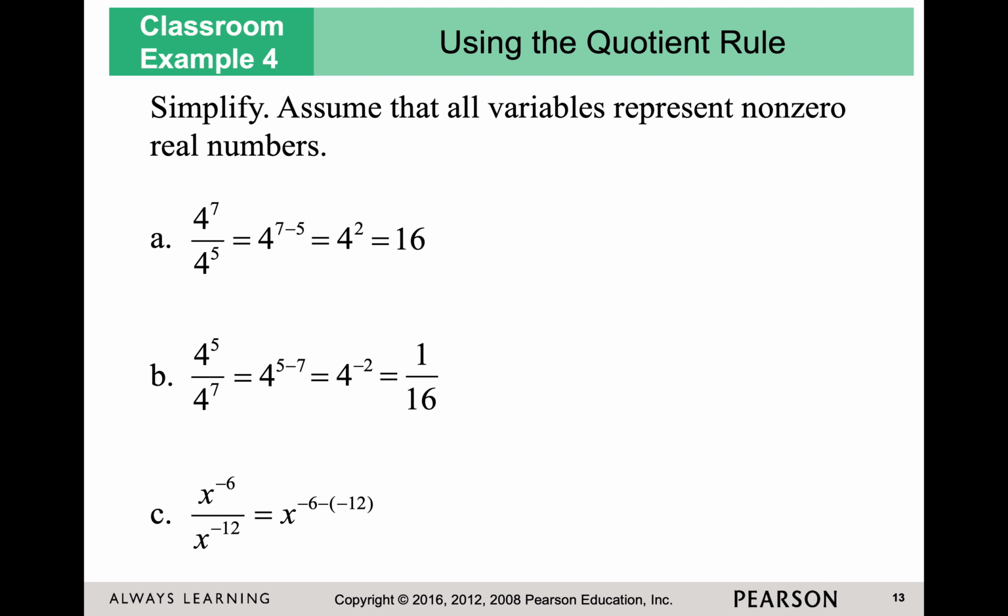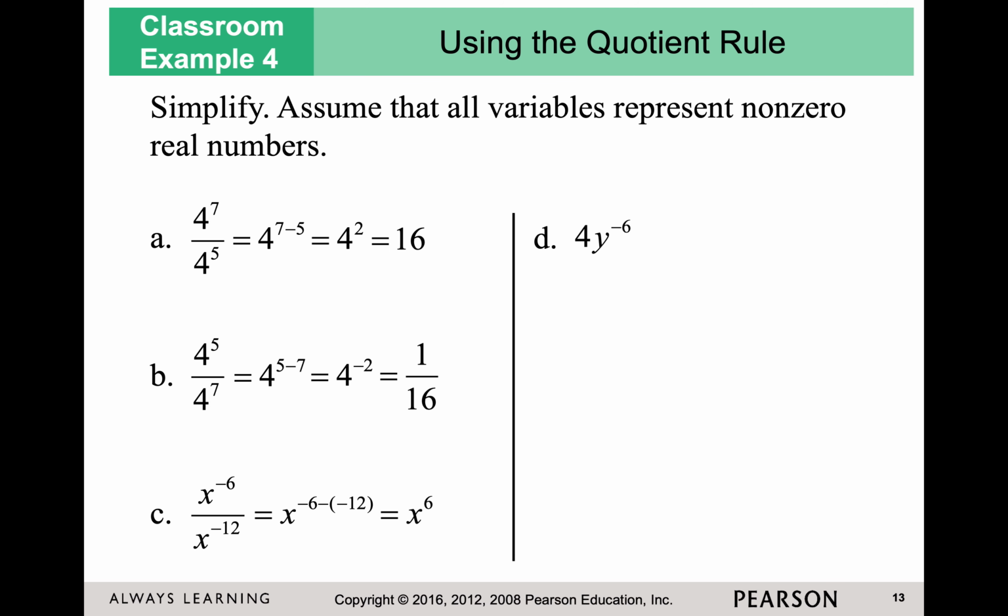In part C, there are multiple ways to get here. You could flip this as x to the 12th over x to the 6th. That could be your first step. I did negative 6 minus negative 12 just because I wanted to show something different. Because minus a negative becomes plus a positive. So this becomes negative 6 plus 12, which would be positive 6. But you could definitely flip it and then subtract.